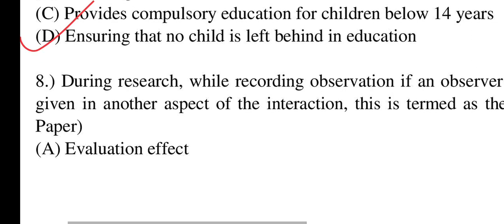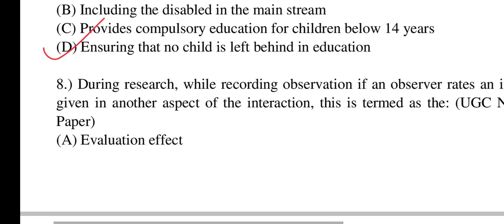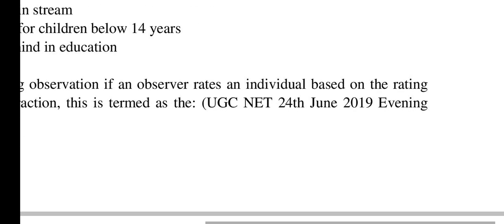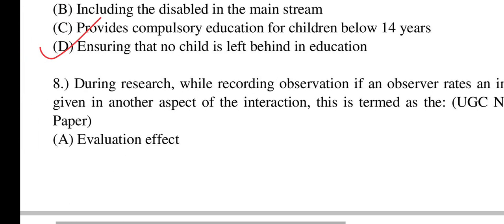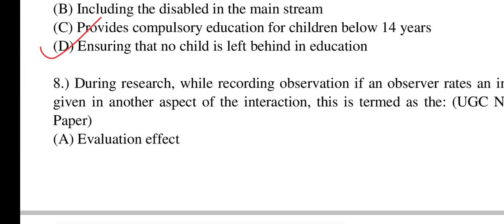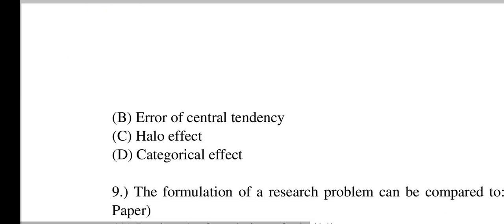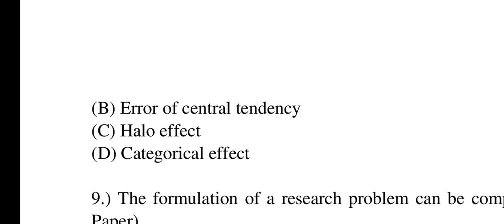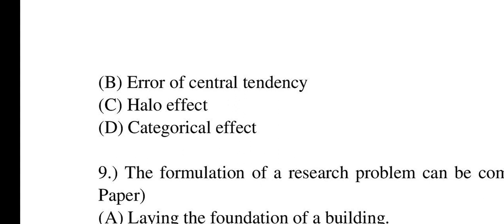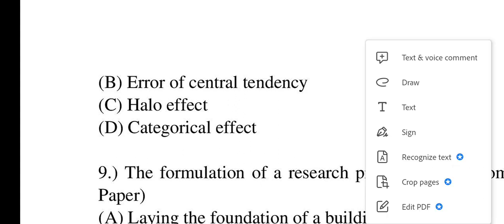It says, during research, while recording observation, if an observer rates an individual based on the rating given in another aspect of the interaction, this is termed as the what? A, B, C, D. Evaluation effect, error of central tendency, halo effect, categorical effect. Number 8, number C will be correct, halo effect.